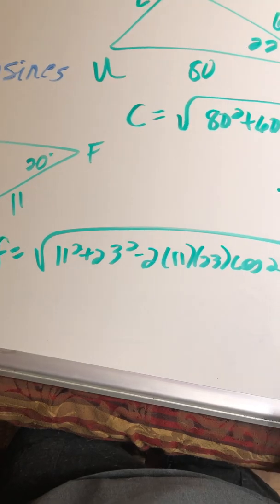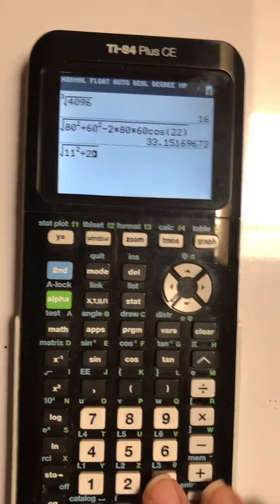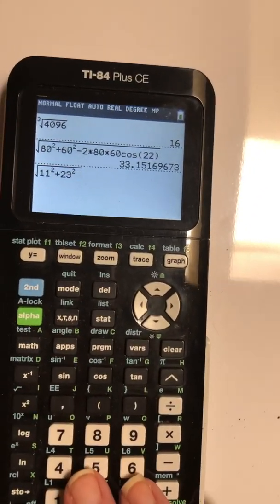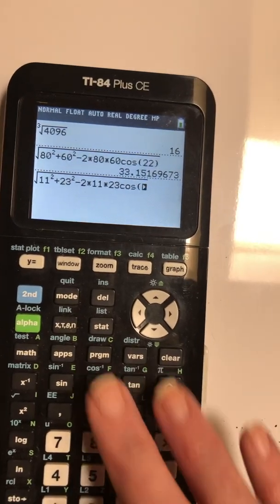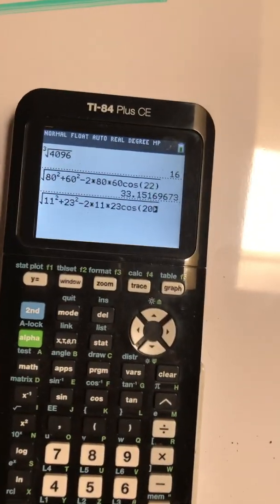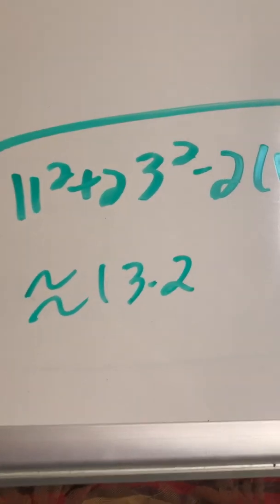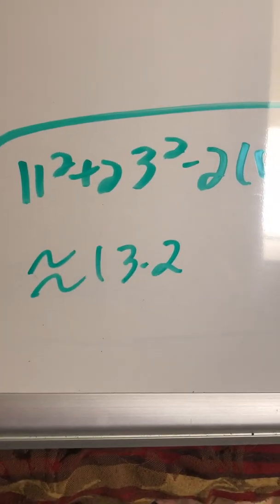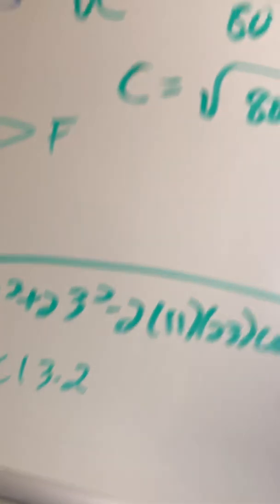So again, type it in the calculator just like it is. So square root of 11 squared plus 23 squared, minus 2 times 11 times 23, cosine 20. So it's about 13.2 if we round to the nearest tenth. Again, round to what you're asked to, except for on the angles. On the angles, I want it to the nearest whole number. So if they ask you to round to something else, don't do that.